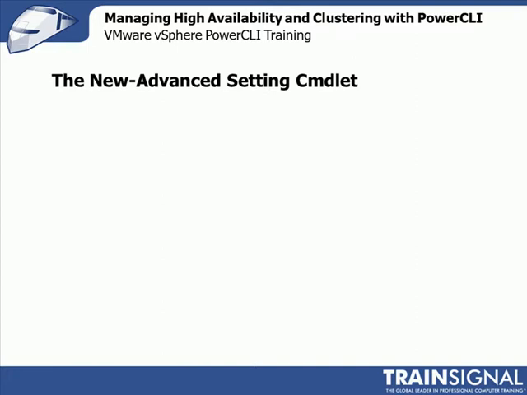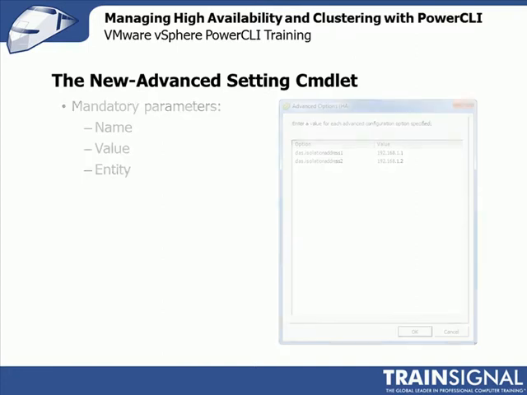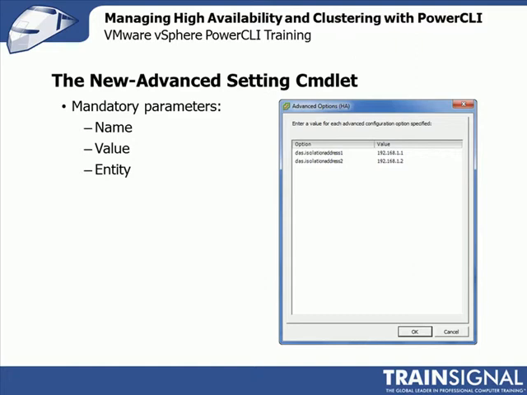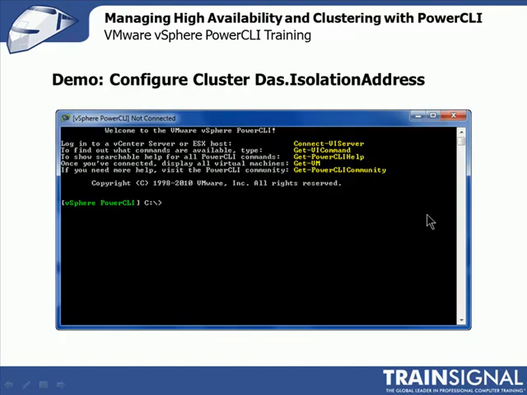Let's talk a little bit about the New-AdvancedSetting commandlet. It has a couple of mandatory parameters: name, value, and entity. They correspond to, right here, the name corresponds to the option, and the value corresponds to, of course, the value heading right here. Entity is going to be the object on which you want to make these settings changes. So in the case of a cluster, we're talking about a cluster object, and it's going to be your entity. Let me take you to the shell, and I will show you how to configure the cluster DAS isolation address settings.